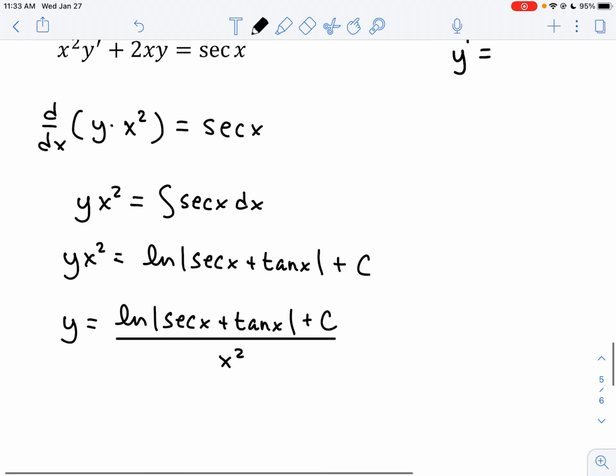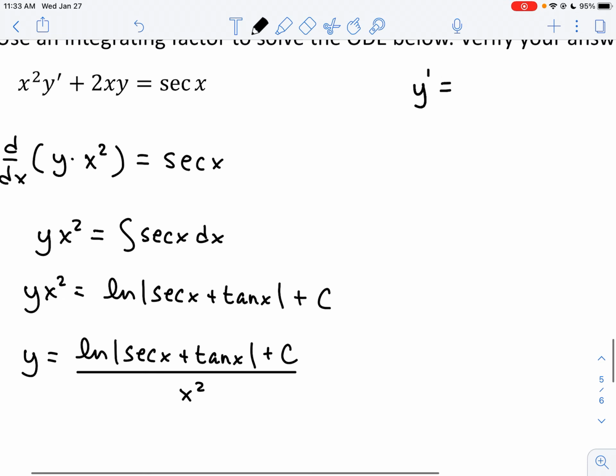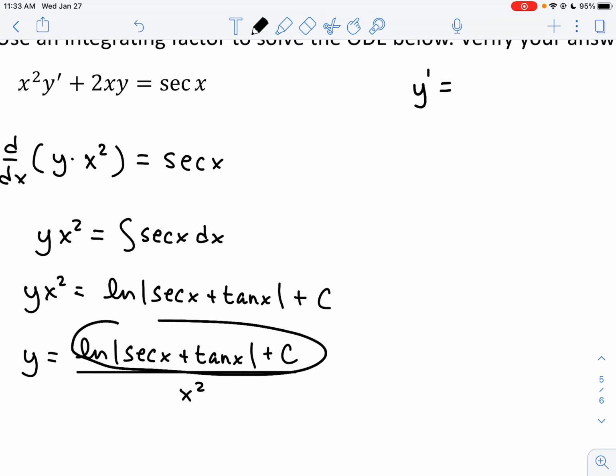Now this function is a quotient, so I'm going to do the quotient rule. I'm going to have to do the derivative of the numerator. So we have to do the derivative of this natural log of secant x plus tangent x. That should just take us back to secant x. Well, let's verify that using our rules about differentiating natural log of an argument. The derivative of natural log of an argument is the derivative of the argument over the argument. In other words, the derivative of natural log of u is u prime over u.